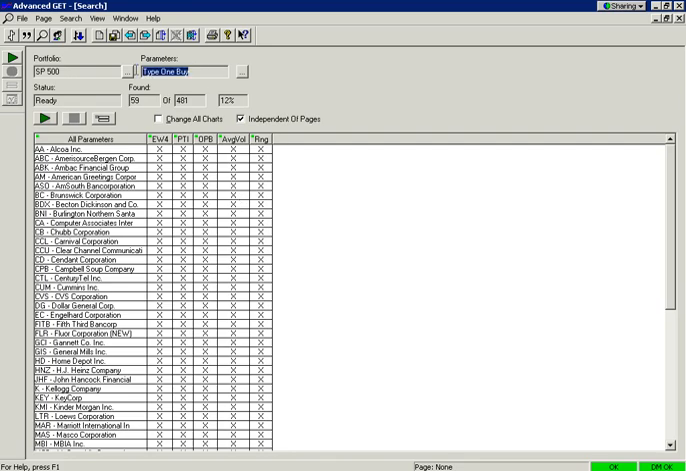Not only can we do type 1 buy, we can do type 2 buy, we can do type 1 and 2 sells, we can do XTL breakout trades, we can do XTL continuation trades.